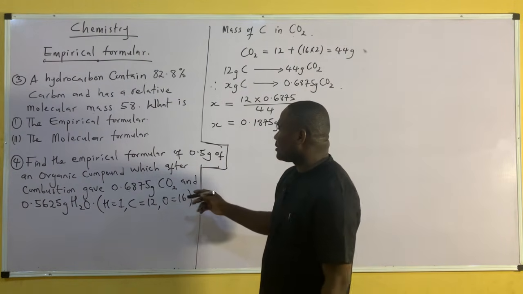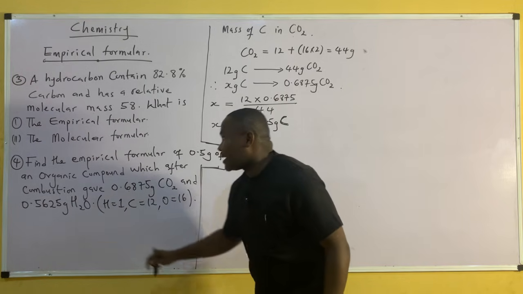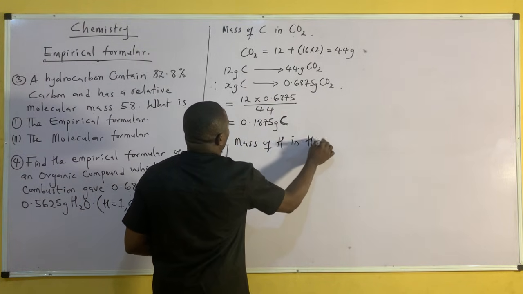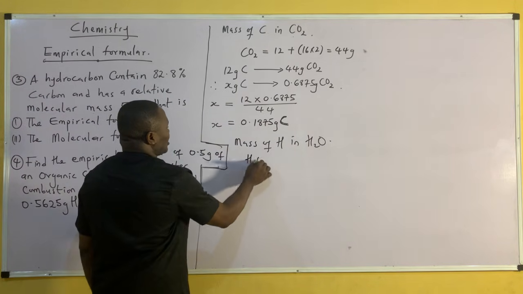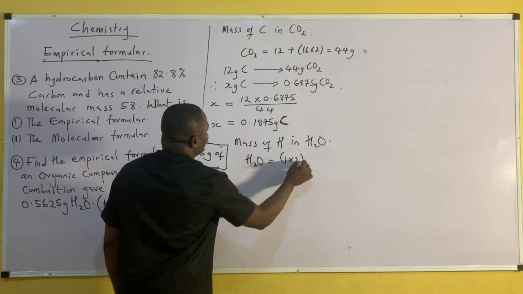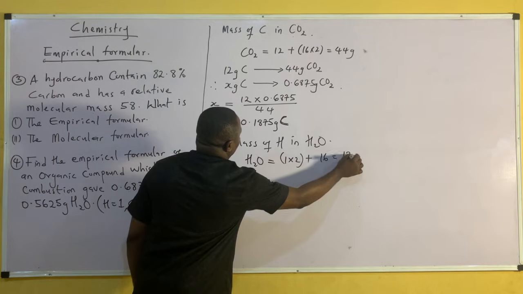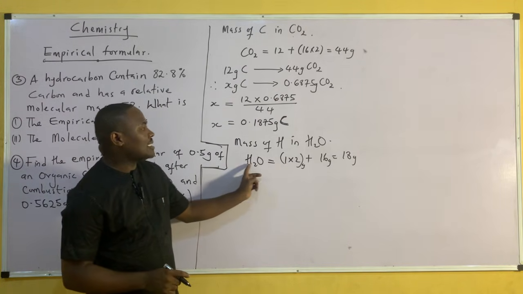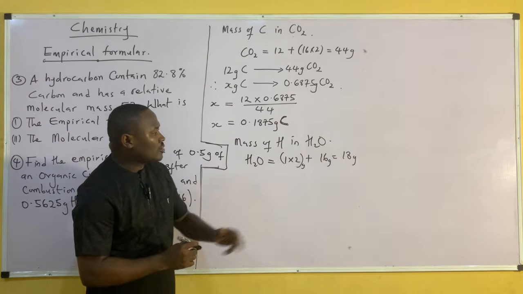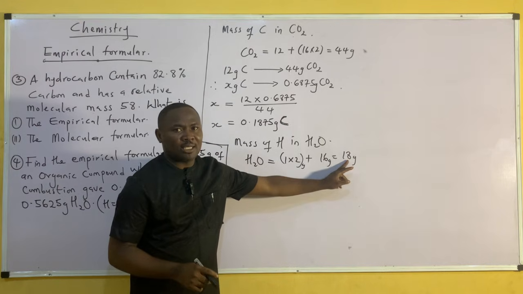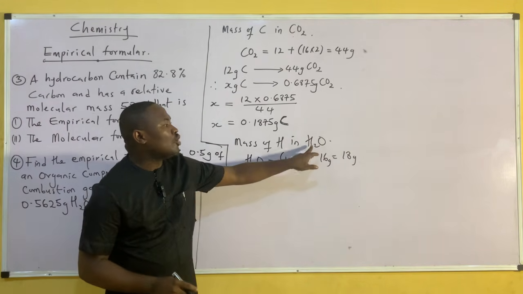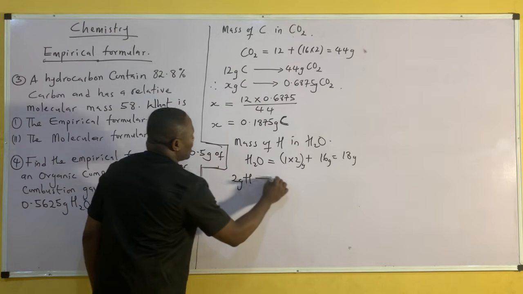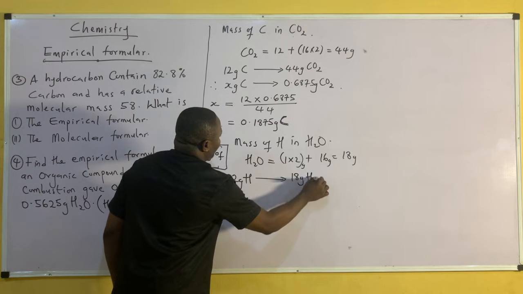Now let's look for the mass of hydrogen in the mass of water given. So now I'm looking for the mass of hydrogen in H2O. H2O equals 1 times 2 plus 16, which equals 18 grams. So it means that 2 grams of hydrogen is present in 18 grams of water. So I would say 2 grams of H is present in 18 grams of H2O.